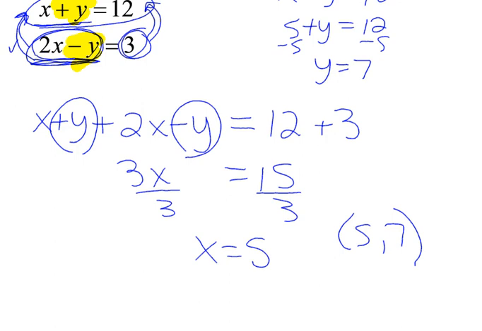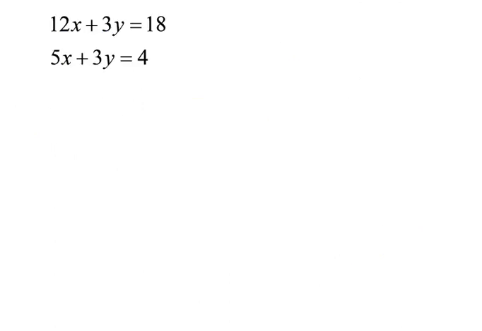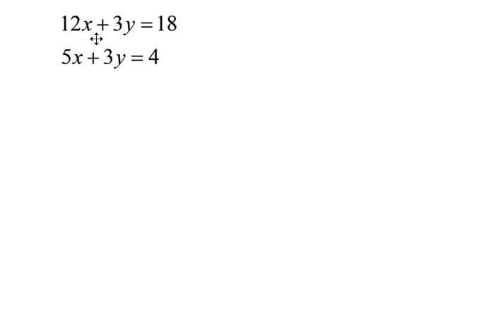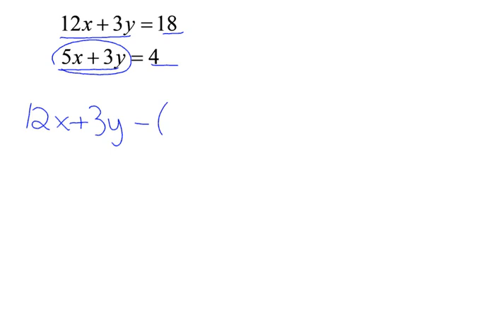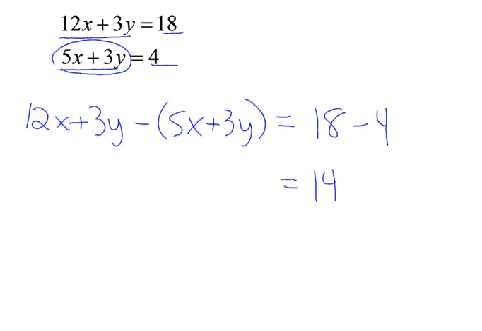Let's look at another problem. Here we have 12x plus 3y equals 18 and 5x plus 3y equals 4. If we look at our y's, they're not opposite this time like they were before. So instead of adding to both sides, we're going to subtract. We're going to do the left side minus the left side and the right side minus the right side. So 12x plus 3y minus, and since we're subtracting a binomial, let's put that in parentheses, 5x plus 3y. And on the right-hand side, we have 18 minus 4. So 18 minus 4, that gives us 14.